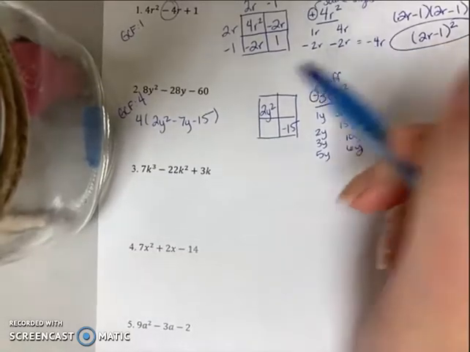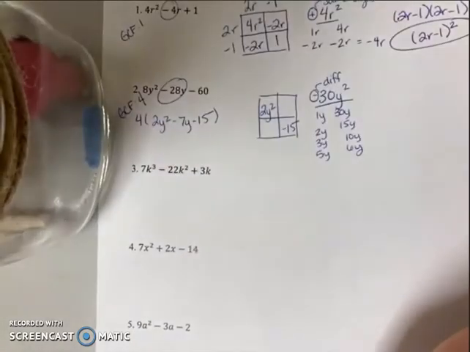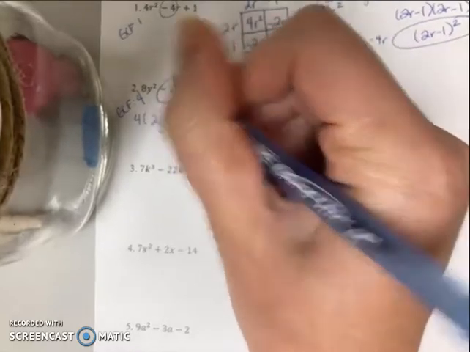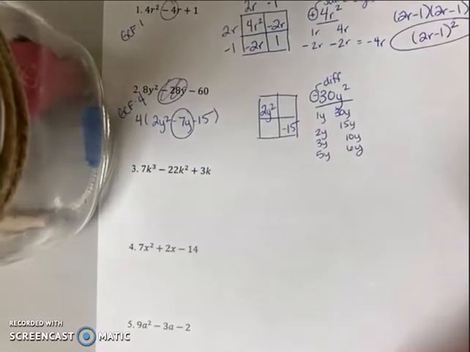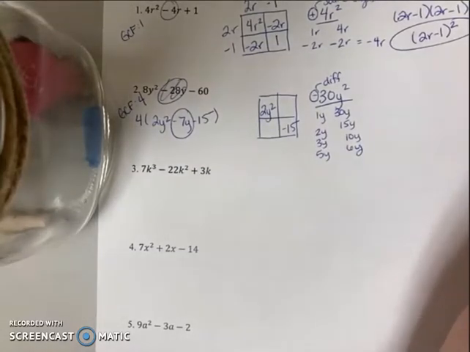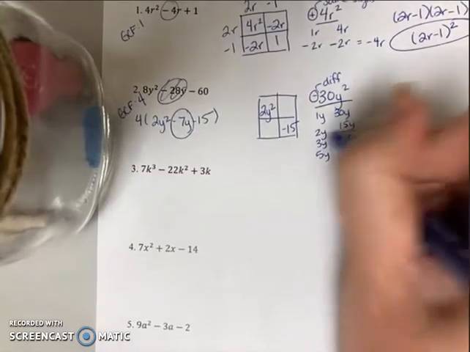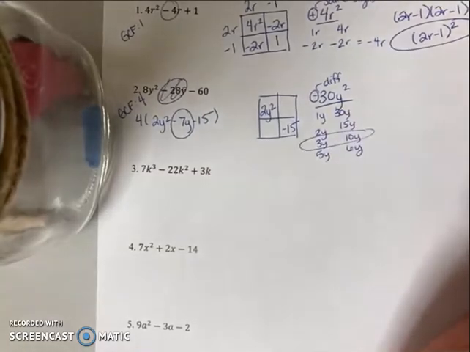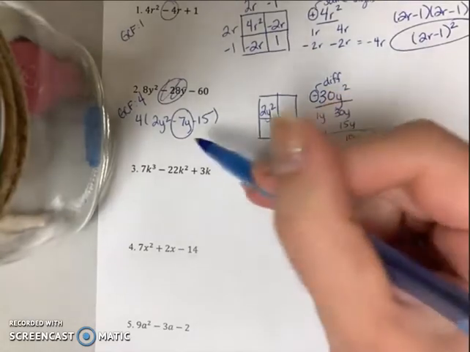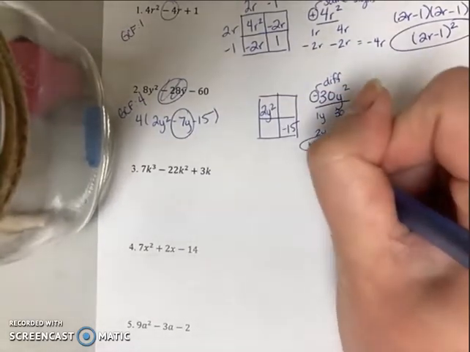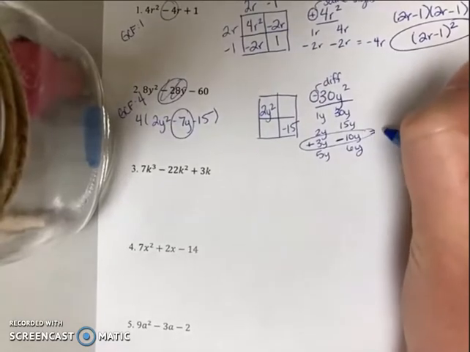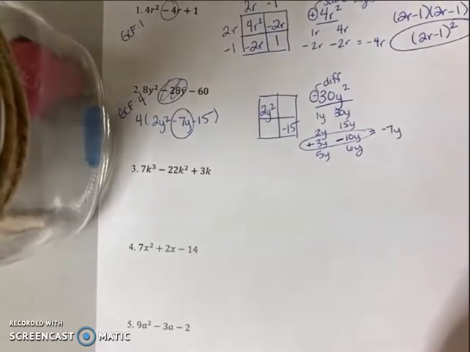Using different signs, I want to get to that middle term. Oops, excuse me, I circled the wrong one. Remember, we need to use what's in the parentheses. So I want to get to that middle term of negative 7y. Taking a look, I see that I can use the 3y and 10y. In order to make it negative 7, the 10y needs to be negative, and the 3y needs to be positive. So that'll give me my negative 7y.